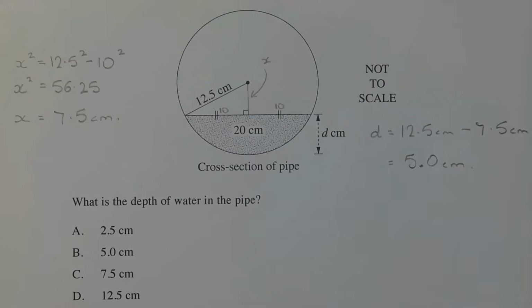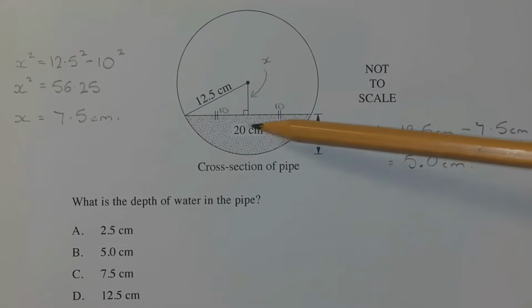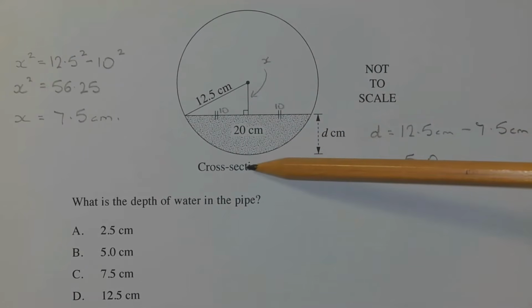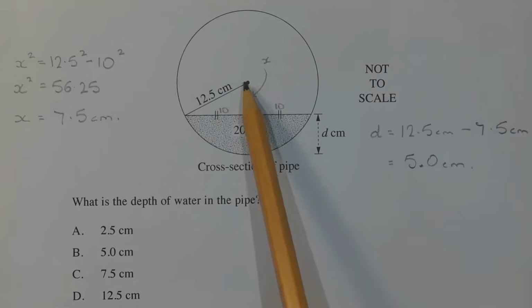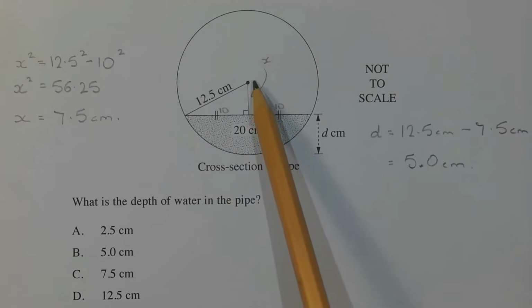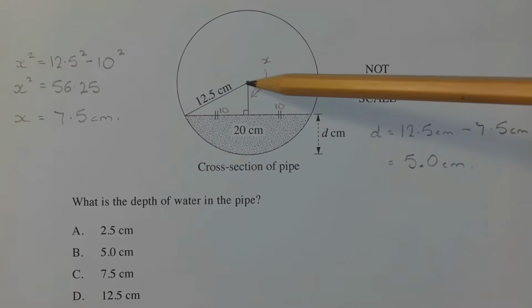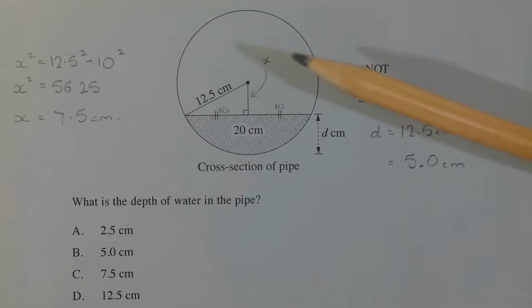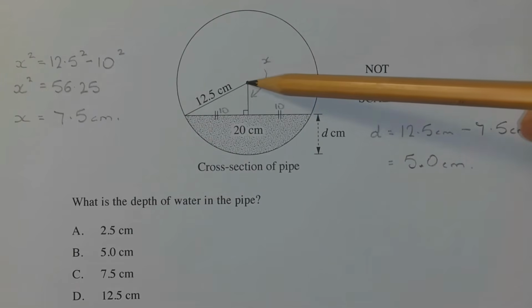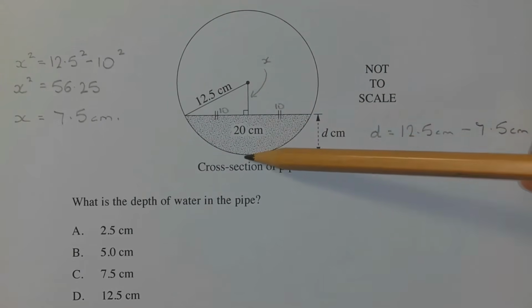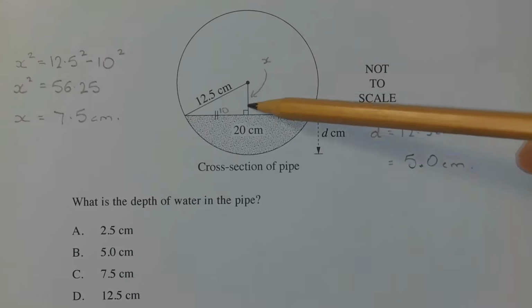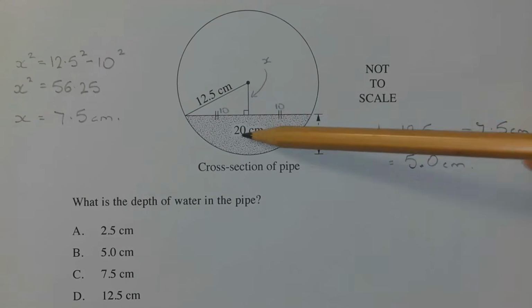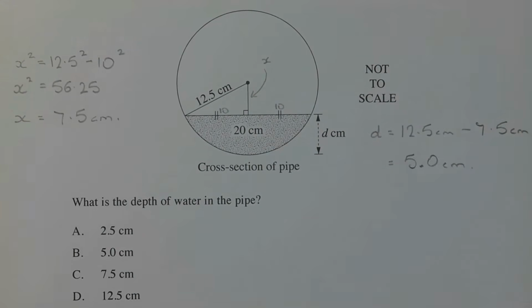Let's analyse this diagram. The question is asking for the value of d, which represents the depth of water in the pipe. Now we do know that the radius of this pipe, or the circle, is 12.5 centimetres, and that's the distance from the centre of the circle to any point on the circumference. So that means that the distance from the centre of the circle to this point here, going through the short side of this right angle triangle, is also 12.5 centimetres.